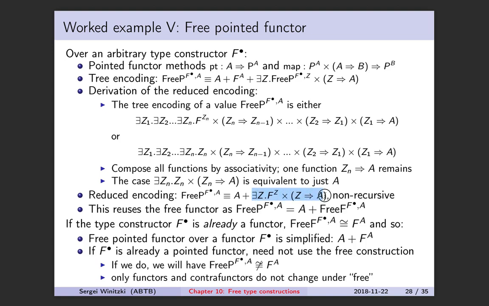Note that this is exactly the same as a free functor over F. So basically this is what we have. If the type constructor F is already a functor, then this is equivalent to F itself. Therefore, a free pointed functor over a functor is just this. It is a very simple expression. So just adding the type A to a functor makes it into a free pointed. So that becomes a pointed, and it's actually a free pointed.